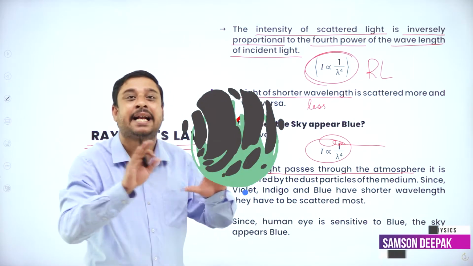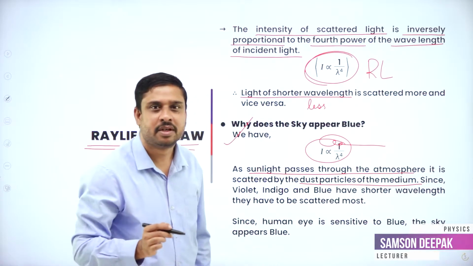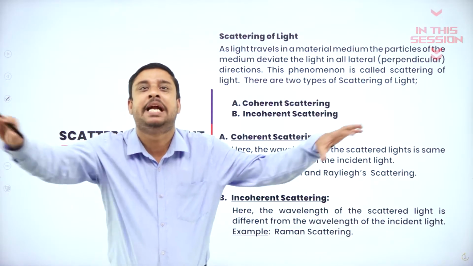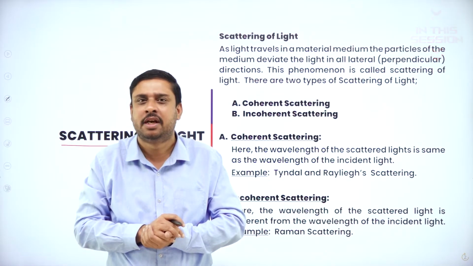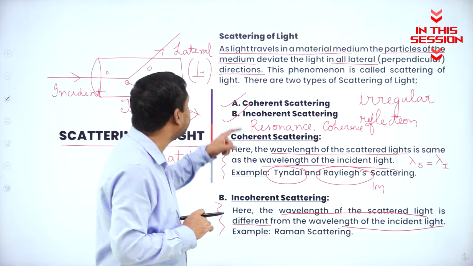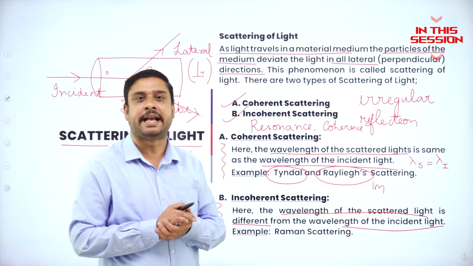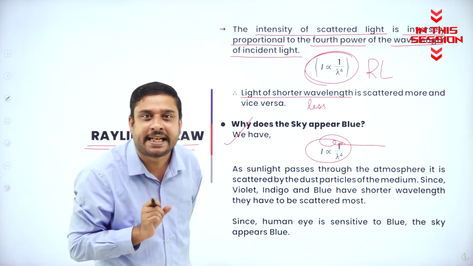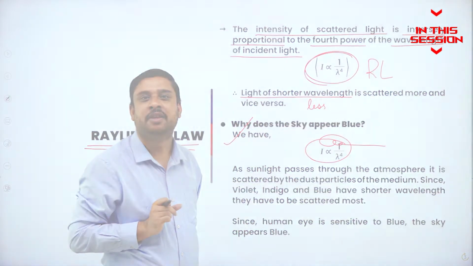It is scattered by the dust particles of the medium. So, sunlight, the word scatter means just split around. A very crude word I have used. Two types of scattering, coherent scattering and incoherent scattering. Coherence, if the wavelength of light is less, light of shorter wavelength.